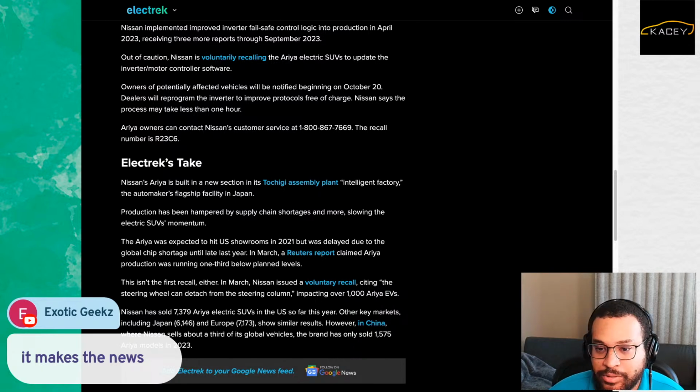So anyway, after October 20th, dealers will reprogram the inverter to improve protocols free of charge. Yeah, it better be free of charge. Nissan says the process may take less than 1 hour. You don't even know how long your software updates take? Or are you saying that your dealers might take up to an hour?